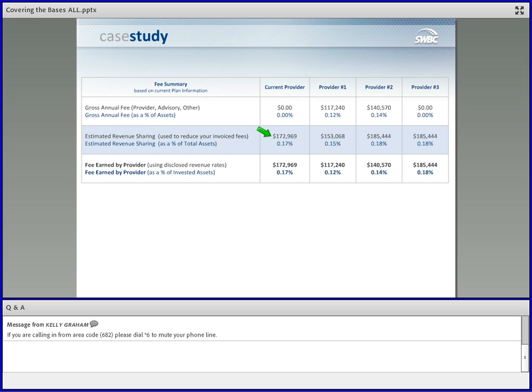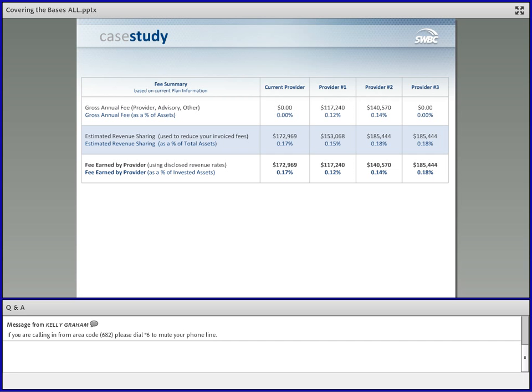And you compare that to the total fee earned by the provider against providers 1, 2 and 3 here, and you'll see that they're earning $172 with their current provider. Provider 1 is $117,000, $140,000 for provider 2, and then a little higher at provider 3 at $185,000.